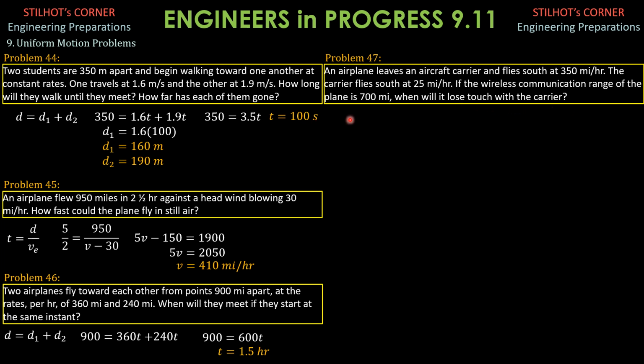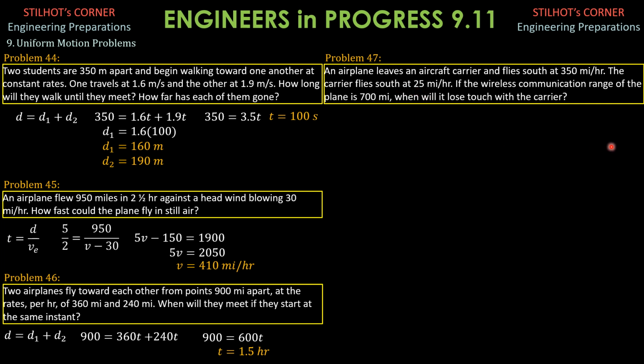So take note that the aircraft carrier as well as the plane move in one direction, which is south. So let us say that direction is south. The plane moves ahead, and the distance traveled would be the speed of that plane, 350, times time, while the distance traveled by the aircraft carrier is 25 times time.